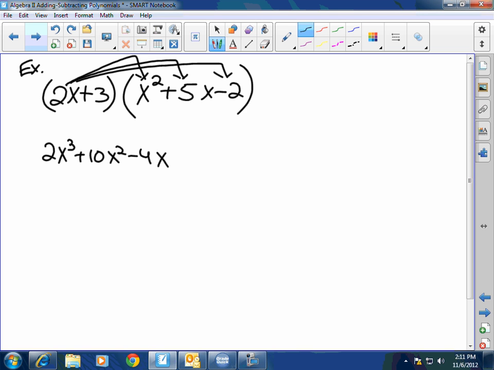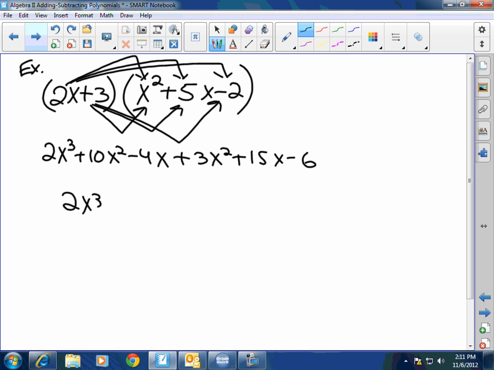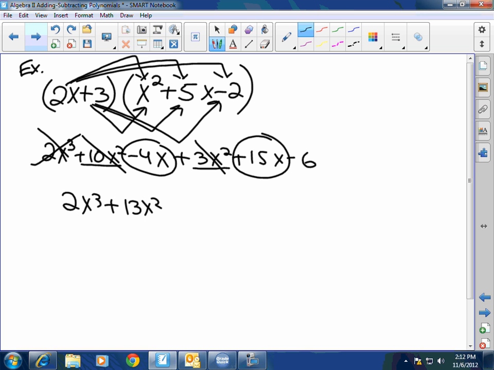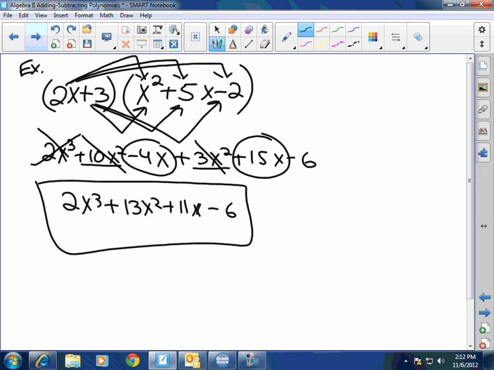Now, shift to the bottom. Multiply the second term of the first polynomial to every single term of the other polynomial. So that's going to be 3x squared plus 15x minus 6. Now you add like terms. 2x cubed, bye-bye. Then 10x squared and 3x squared is 13x squared. Bye-bye, bye-bye. Negative 4x and positive 15x plus 11x. And then minus 6. And that's it. You have no GCF that you can pull out of here. You're done.